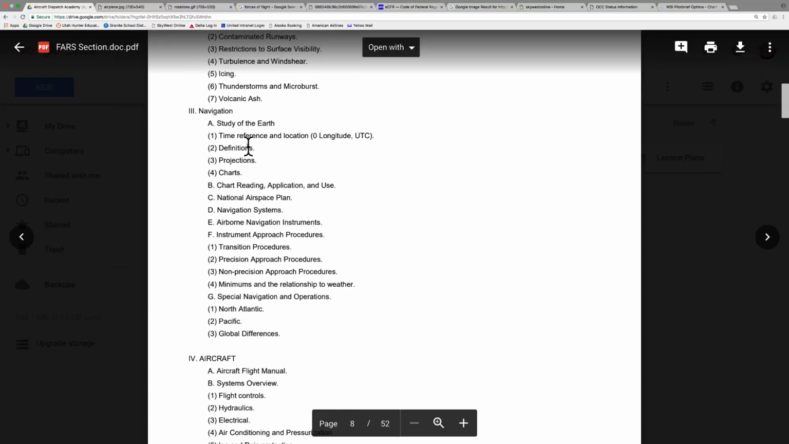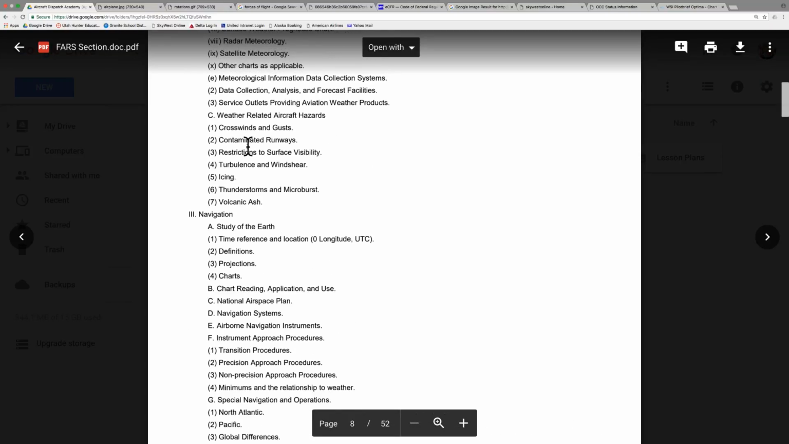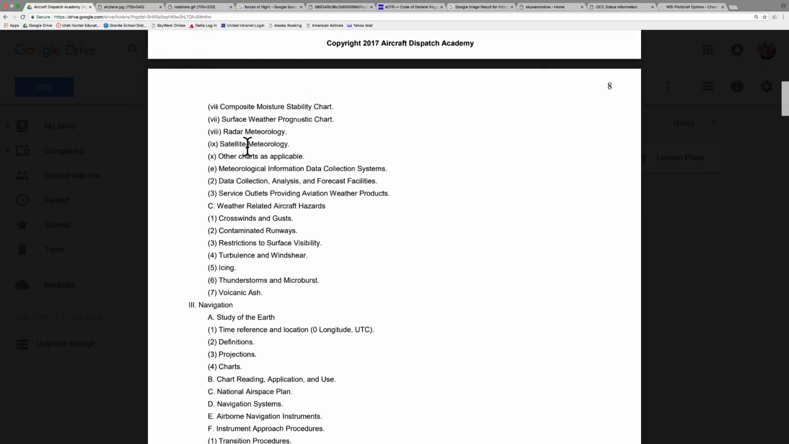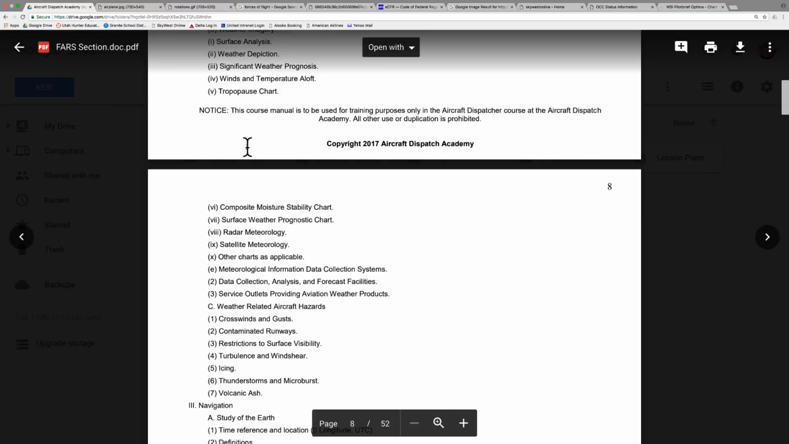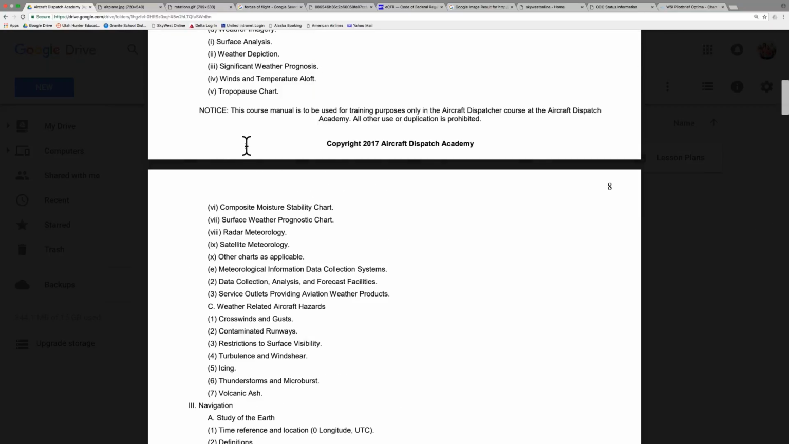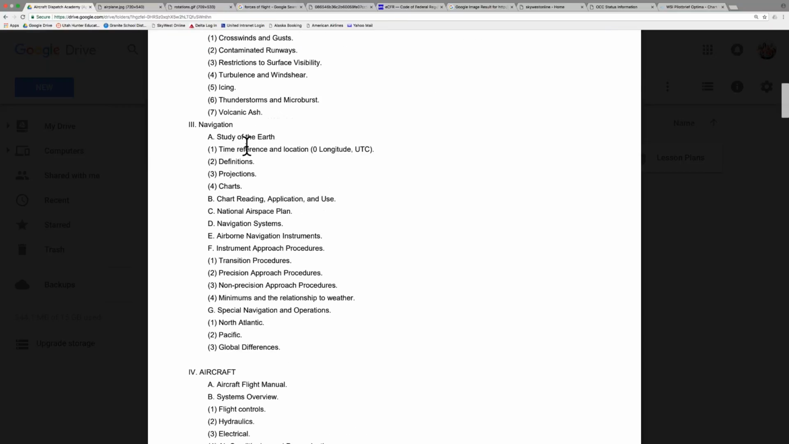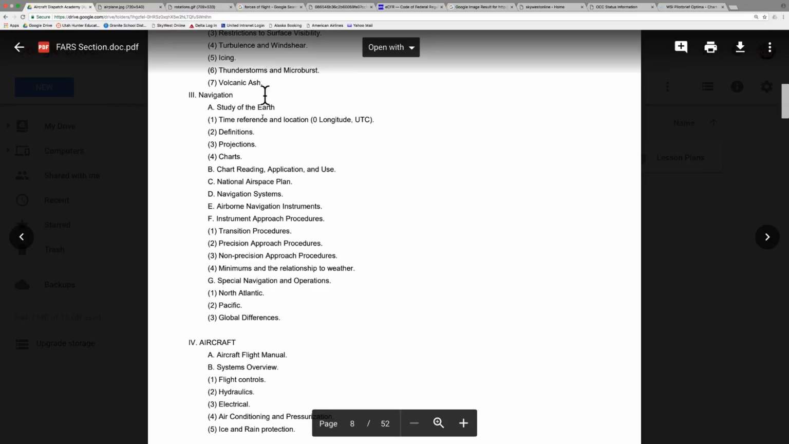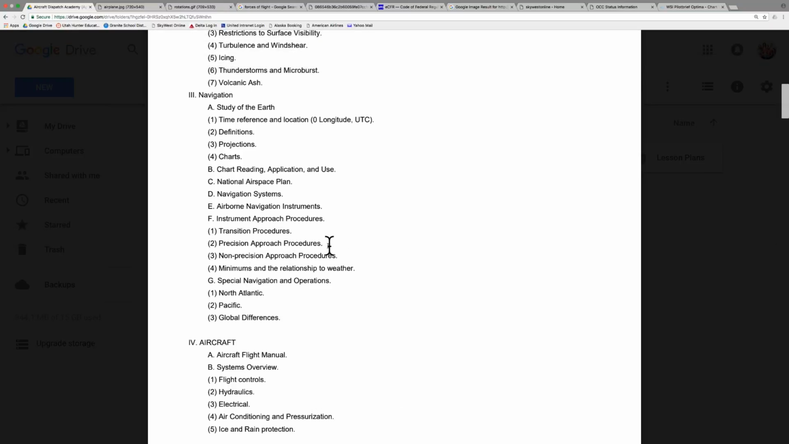As far as meteorology goes, we spend a lot of time in that because that is the bread and butter of what we do as dispatchers. We're meteorologists. Navigation, we'll go through several different types of navigation. We'll talk about satellite navigation. We'll talk about ground-based navigation.